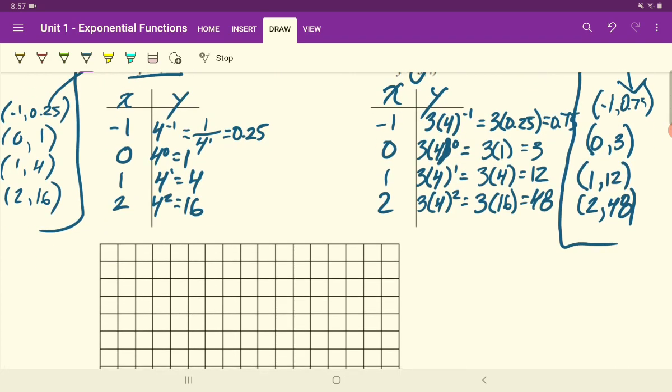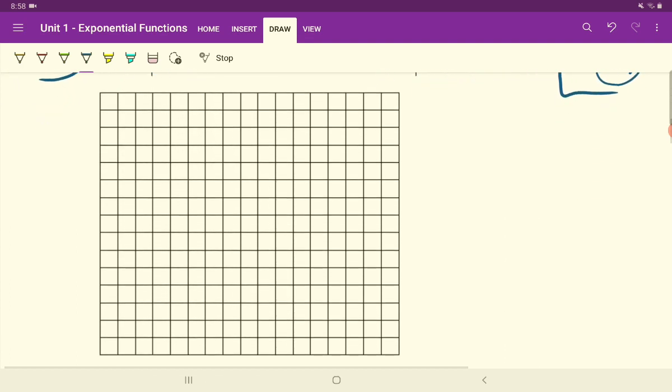All right, so let's think of a scale. My x's look like I can just go by ones, right? Because I'm just going -1, 0, 1, 2 on both curves. But then I have 0.25, 1, 4, and 16 on the y. And I have to go all the way up to 48 here, right? I've got to go all the way up to 48. So we need to decide what to go by here.